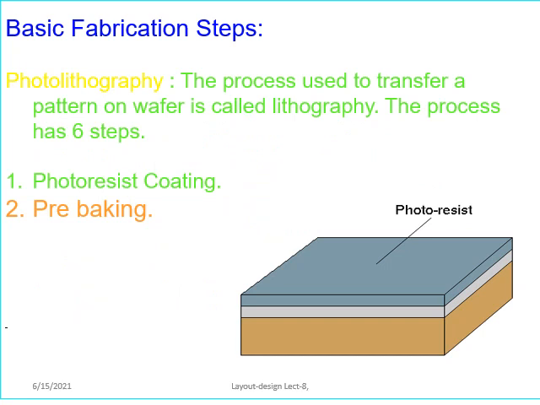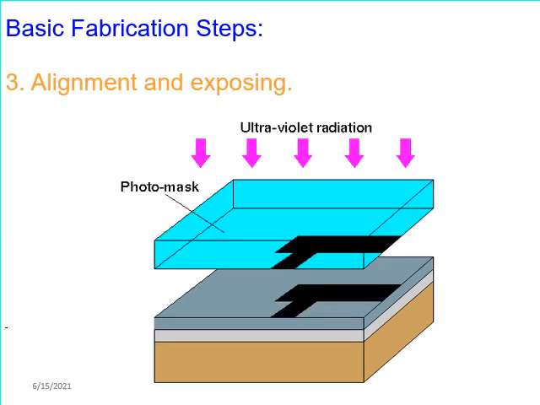Basic fabrication steps: photolithography. The process used to transfer a pattern to the wafer is called lithography. The process has six steps. The steps are N-well, polysilicon, N plus diffusion, P plus diffusion, contacts and metals. First is photoresist coating and pre-baking. Then photoresist coating. The third step of the fabrication process is alignment and exposure.